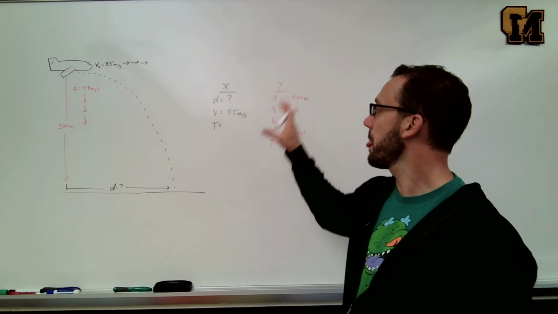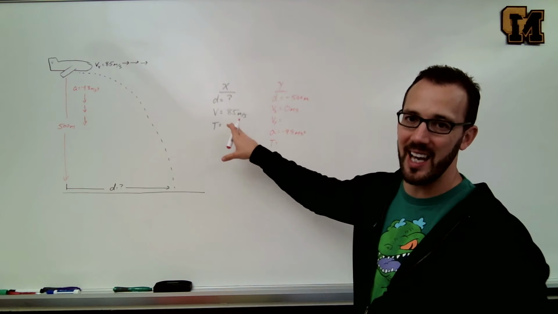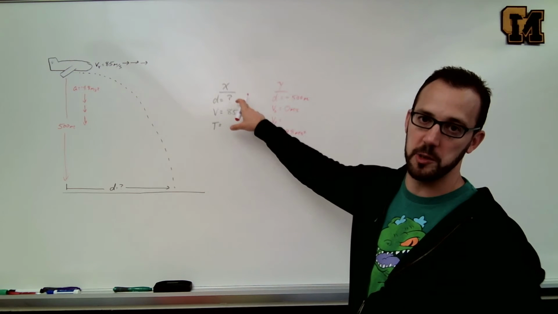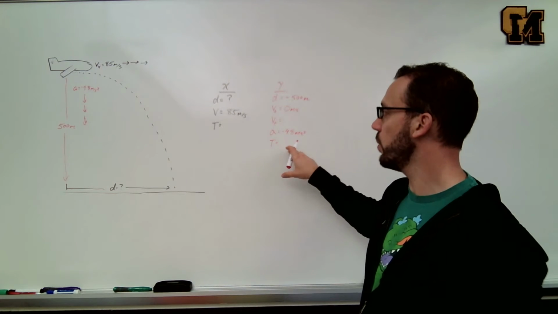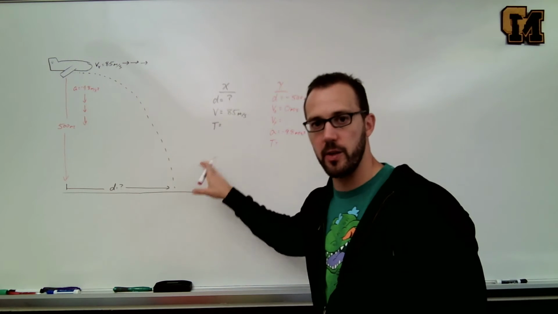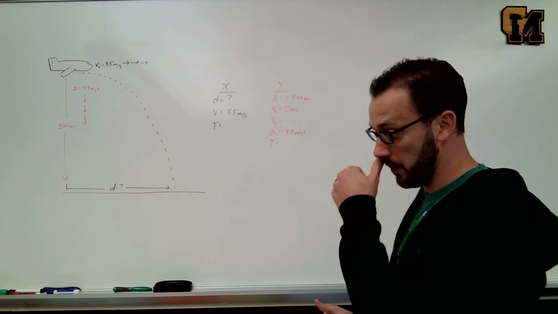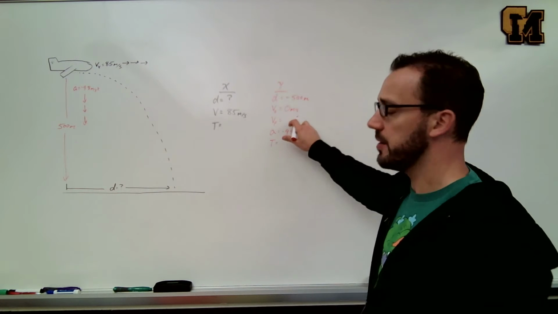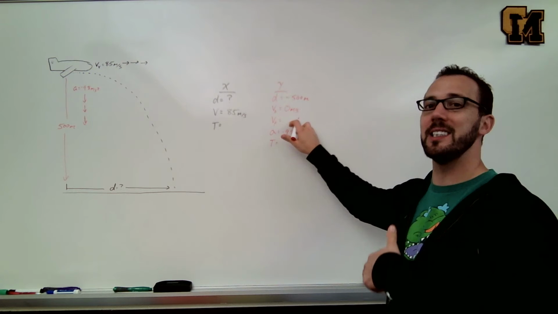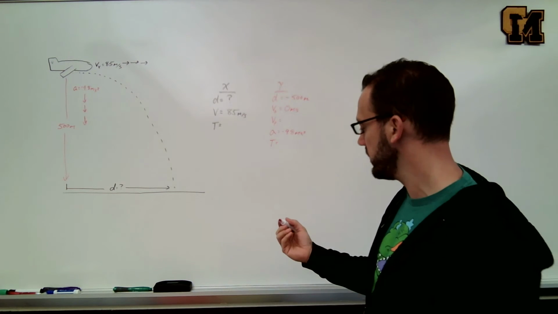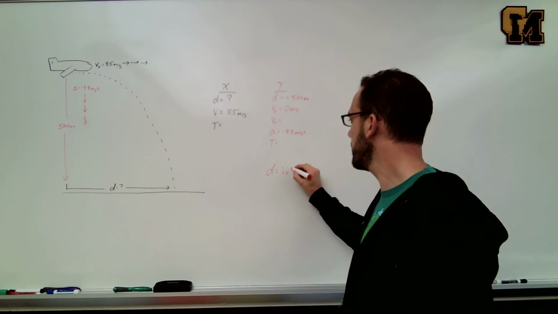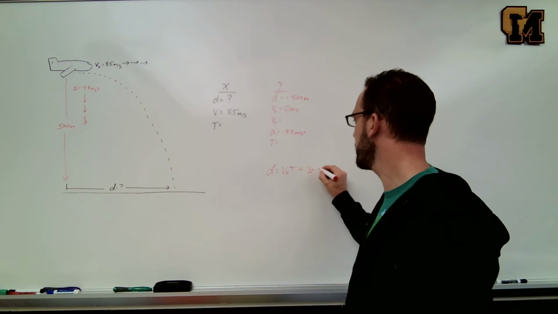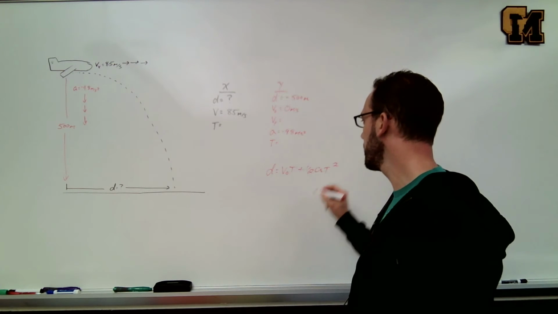And there we go. We do not have enough information in the X direction to solve for the displacement straight away. We would need time. So we're going to solve for time in the Y direction, use it in the X direction to get the thing that we're really looking for. I don't have final velocity, so I'm going to use the equation that doesn't have final velocity in it. That would be D equals V naught T plus 1/2 AT squared.